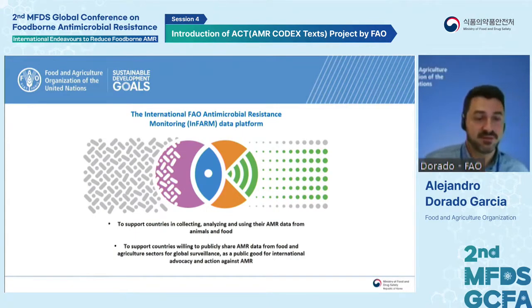So the main purpose of the platform is to support countries in collecting, analyzing, and using their AMR data from animals and food. So supporting the national level capacities, but then also to support countries that want to share publicly AMR data from food and agriculture sectors for global surveillance as a public good for international advocacy and action against AMR. So all the information that countries want to make public in the InFARM platform is the information that we will also be sharing with the tripartite integrated system, the TISSA system, with the quadripartite.